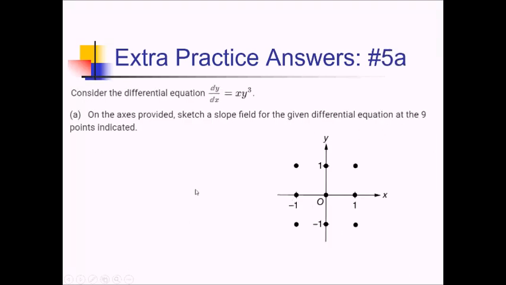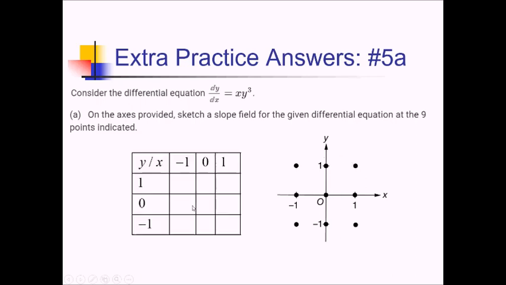On this free response problem, we're given the differential equation dy over dx equals xy cubed. Our first task is just to make a slope field for this thing using these 9 points here. I'm going to start by setting up a table, and you don't have to do this, but I feel it helps me organize things. So I'll set it up with the x values from negative 1 to positive 1, and the same thing on the y values. And I've set it up just like these dots are laid out here.